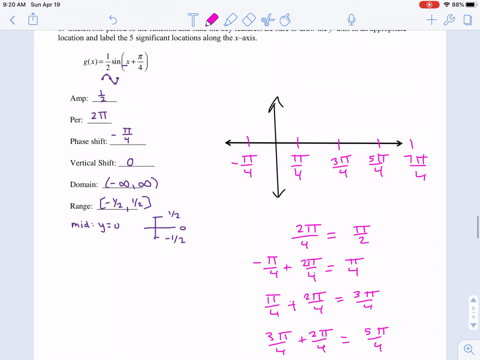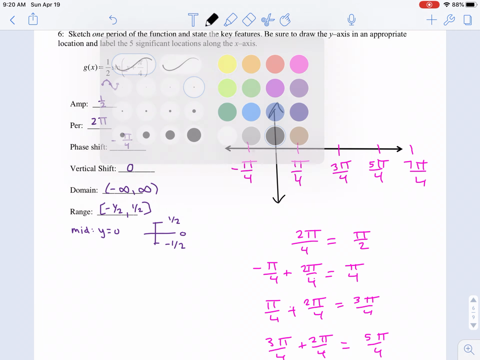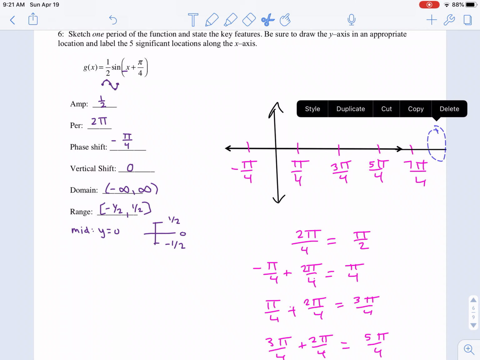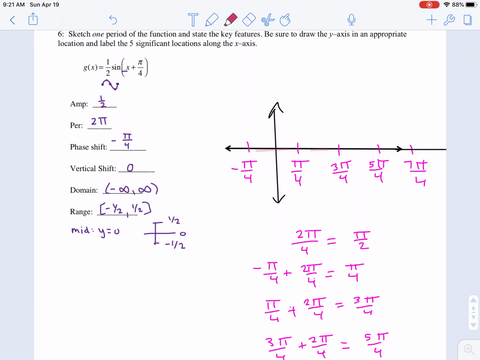And I kind of didn't give myself enough room the way I spaced this, so I'm going to just try to extend that y-axis a little bit longer. Okay. So do I have enough intervals now? 1, 2, 3, 4. I do.